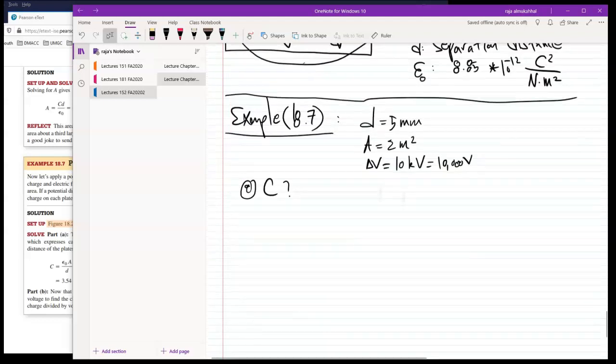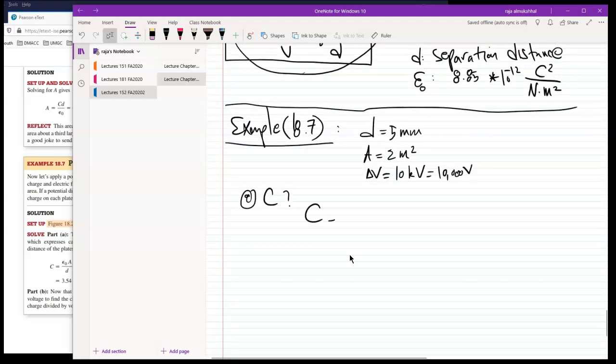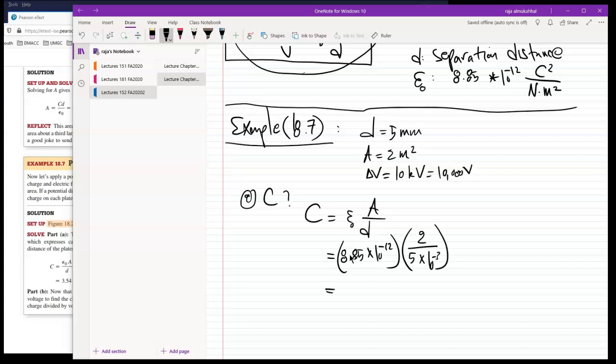So we have the capacitance, C, is epsilon naught A over d. So that will be 8.85 times 10 to the negative 12, multiplied by the area given to us, 2, over the separation distance, 5 times 10 to the negative 3. And then we calculate this. And when we calculate that, I am going to get 3.54 times 10 to the negative 9 farad.